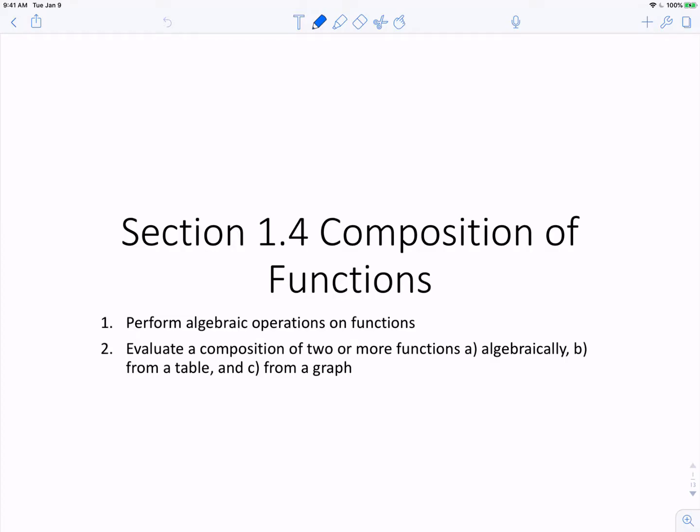Section 1.4, Composition of Functions. In this section, we're going to perform algebraic operations on functions and evaluate a composition of two or more functions algebraically from a table and from a graph.